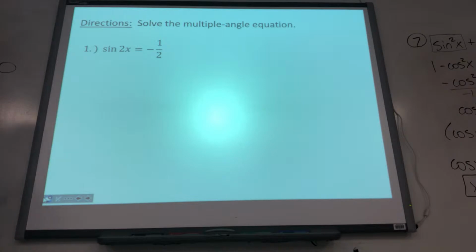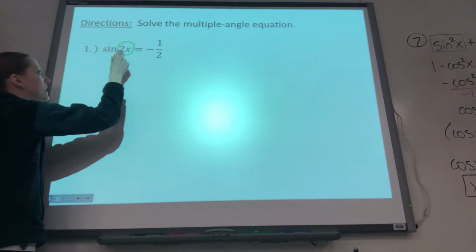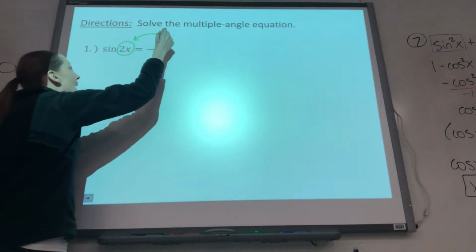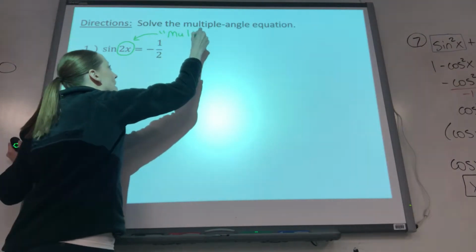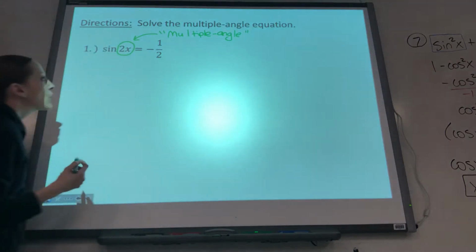Example 1. Sine of 2x equals negative 1/2. Here's what makes this a multiple angle equation. The part that's with the sine right here is not just x, it's 2x. That's something that we've never seen before. And so that is what classifies this as a multiple angle equation.